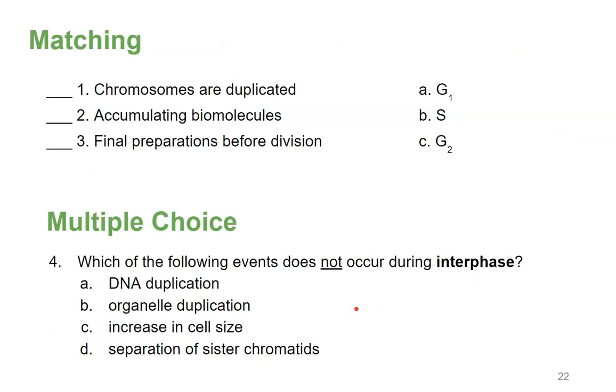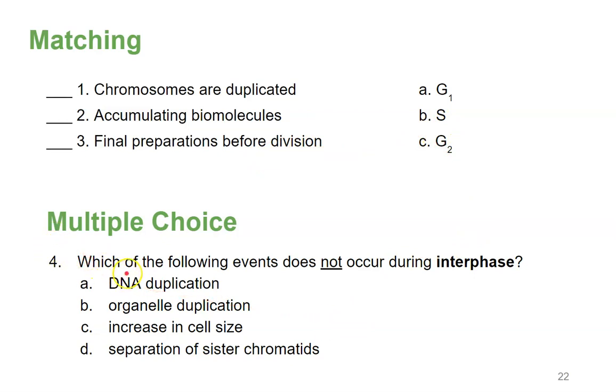Okay, so let's put some things together here. So matching, chromosomes are duplicated. Which stage is that? Well, that should be S phase, right? So B. Accumulating biomolecules should be A, G1. And then final preparations before division, G2. Good job if you got those right.